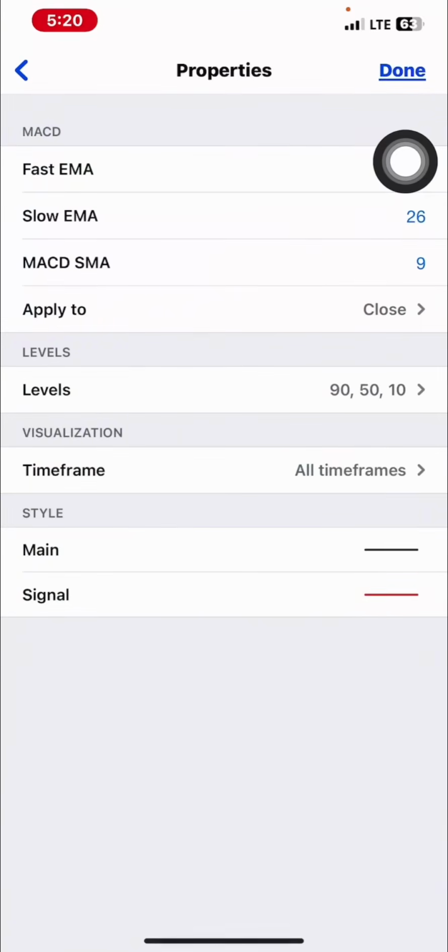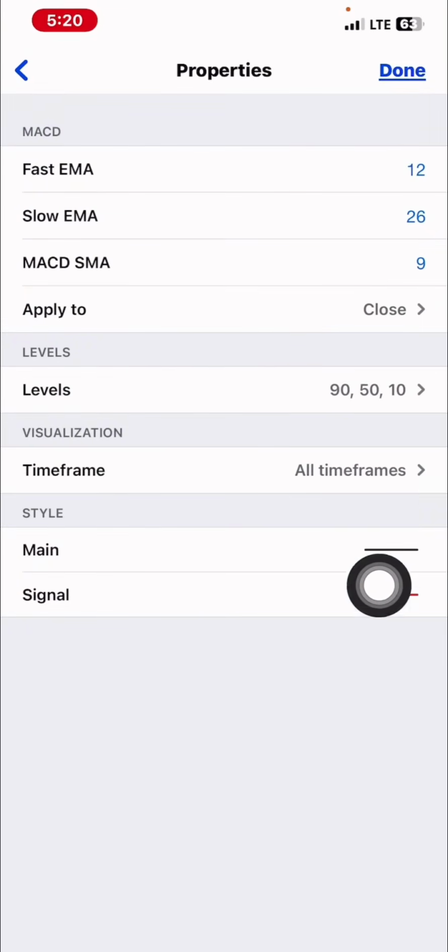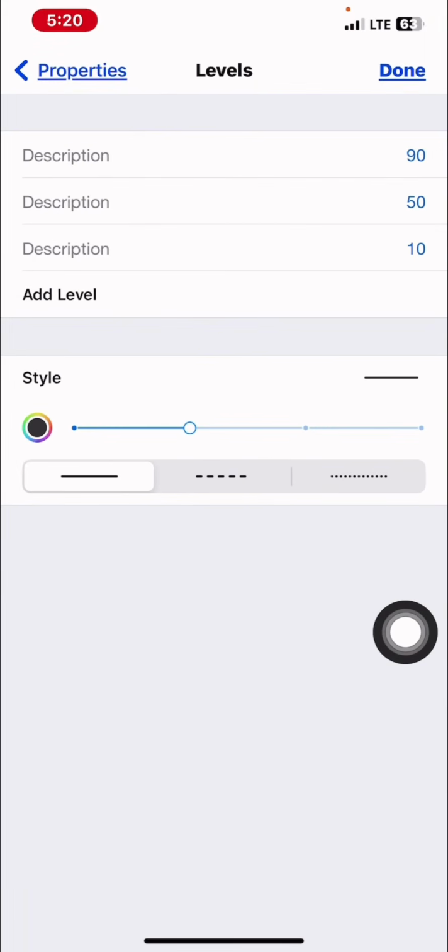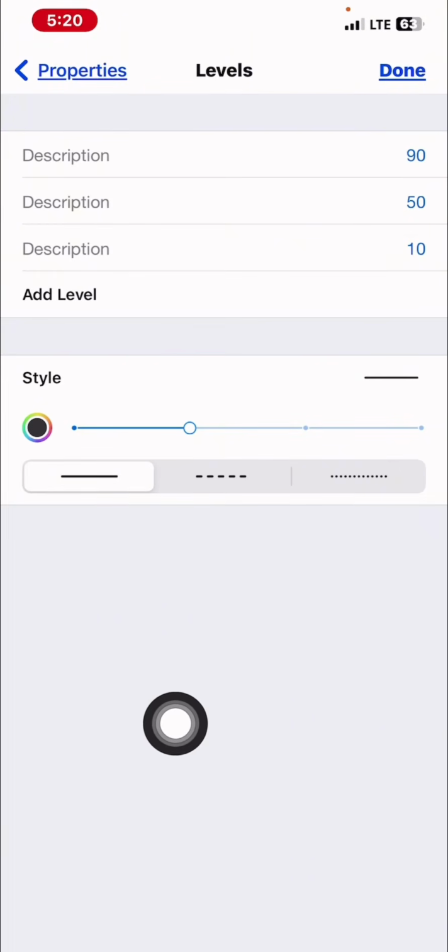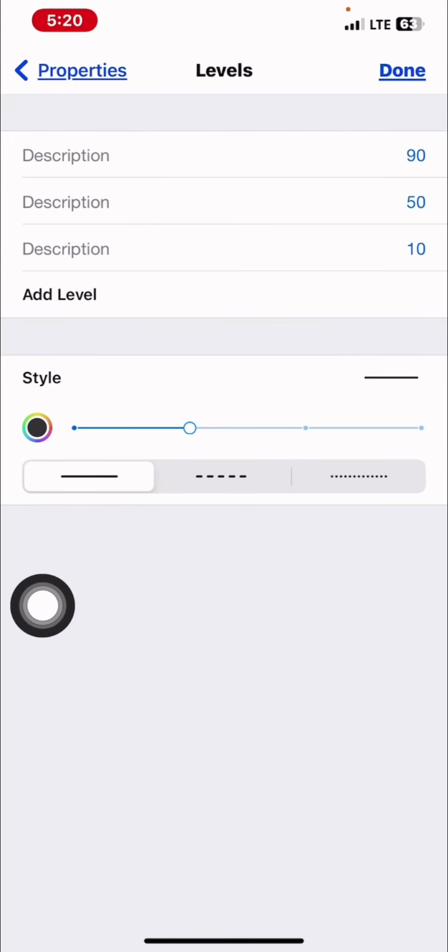So your MACD, these are the properties that you're going to be using. Your fast EMA is 12, your slow EMA is 26, your MACD SMA is 9. Apply to close. In your levels, use level 90, level 50, level 10. These are the 3 levels you're going to be using. In your style, use color black and use 1 pixel or 2 pixel. When you have that, you click done.